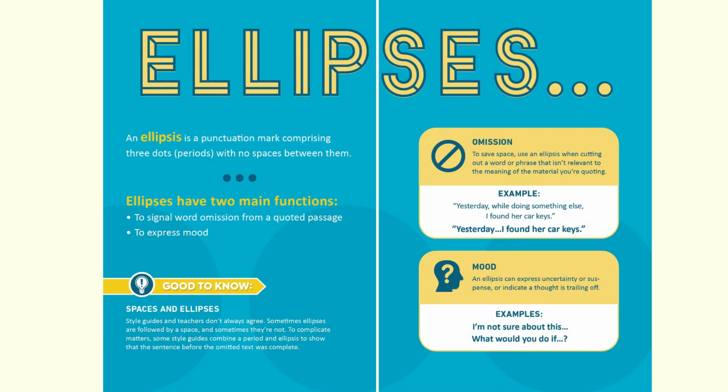Ellipses. An ellipsis is a punctuation mark comprising 3 dots, or periods, with no space between them. Ellipses have two main functions: to signal word omission from a quoted passage or to express mood.